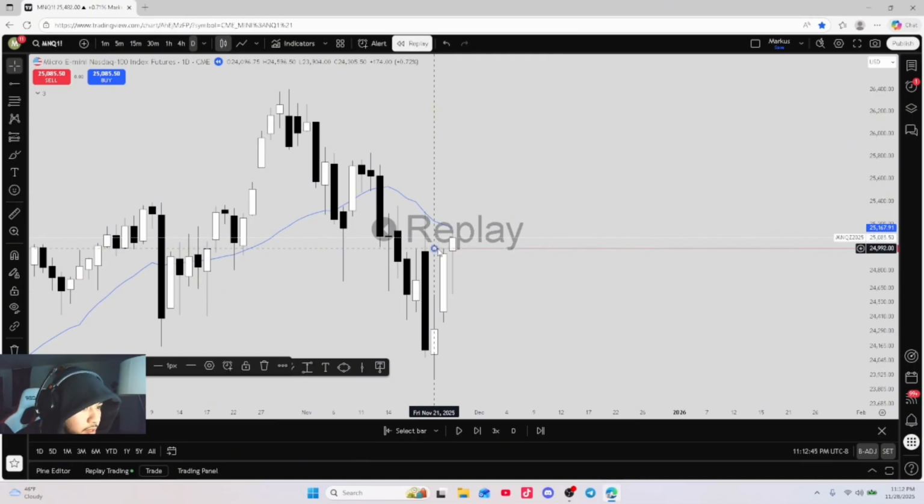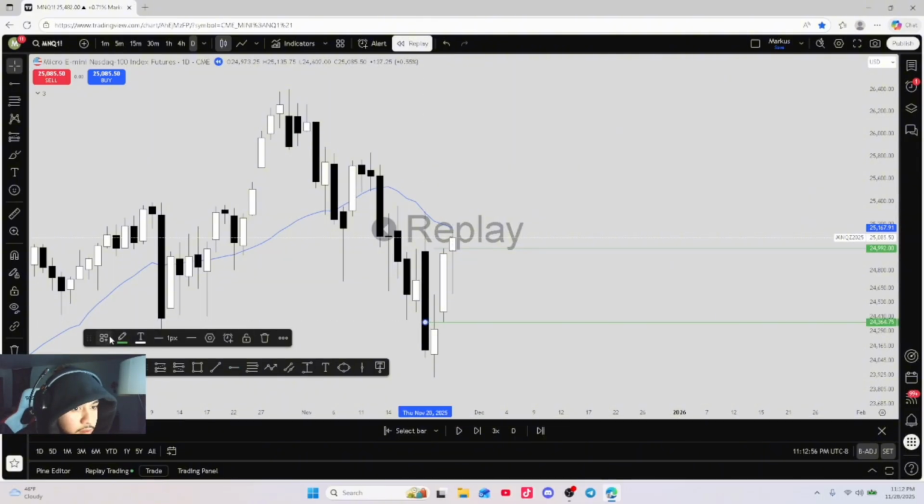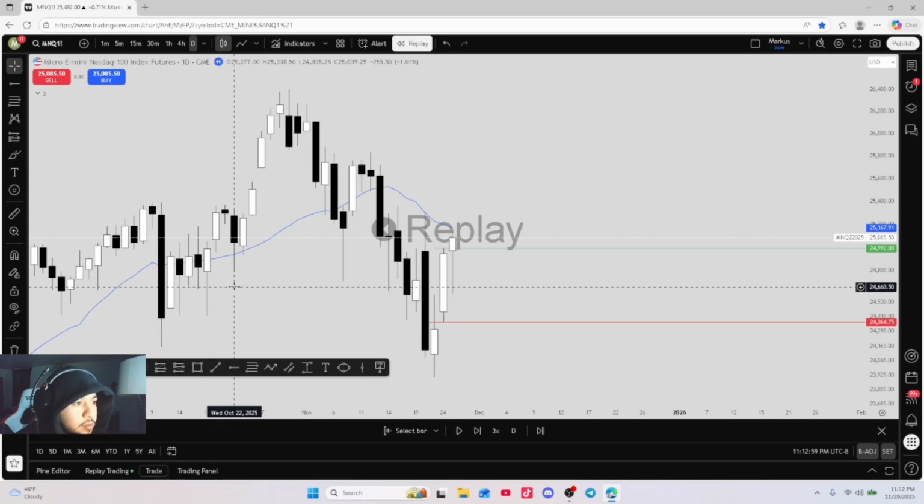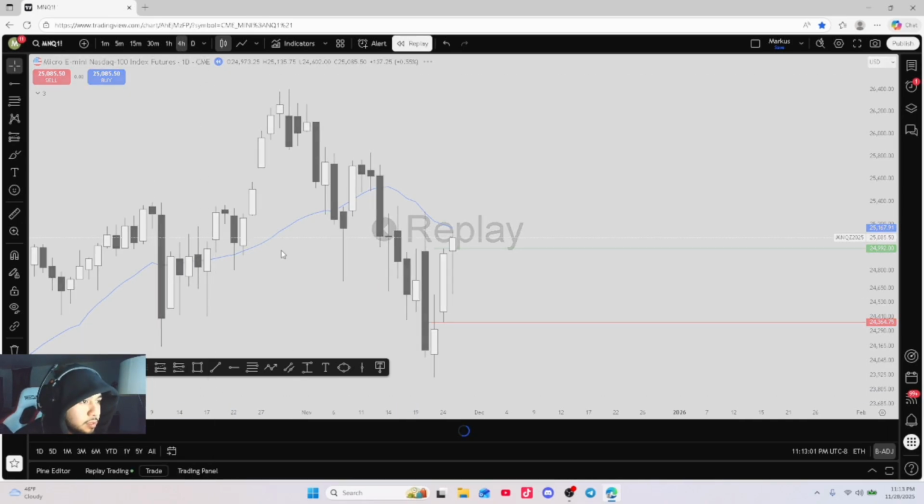We mark out the previous day's highs and the previous day's lows. Give me 1 second. As you can see, here it is, its lows. Now we drop down to the 4-hour.